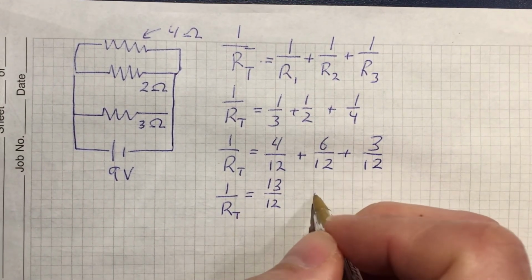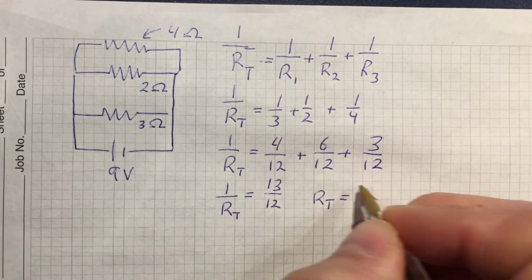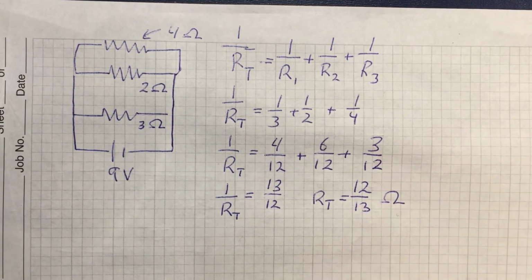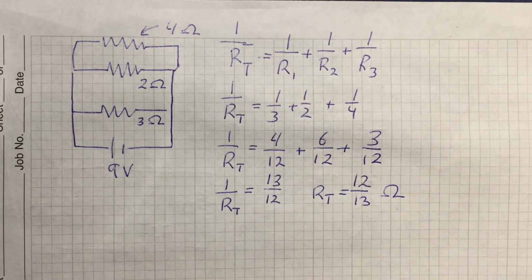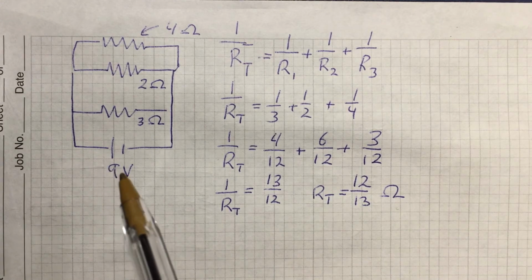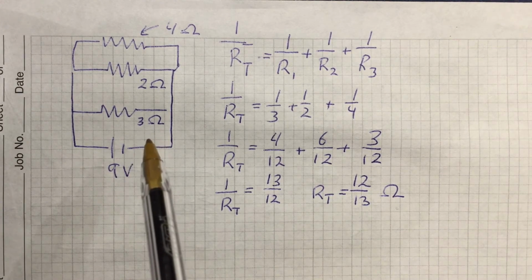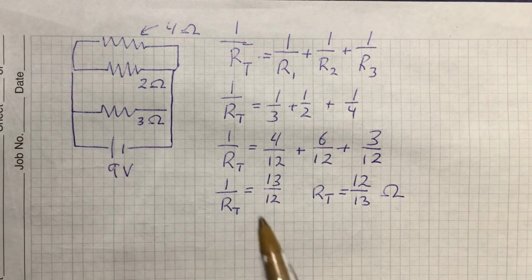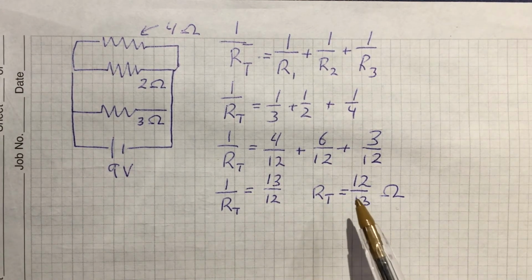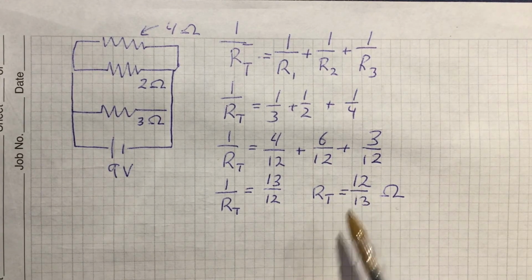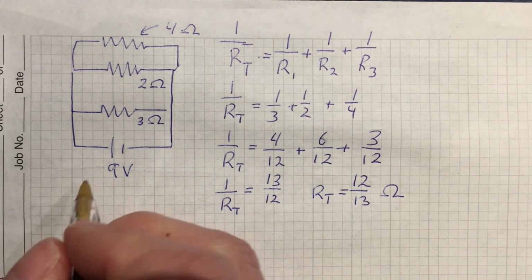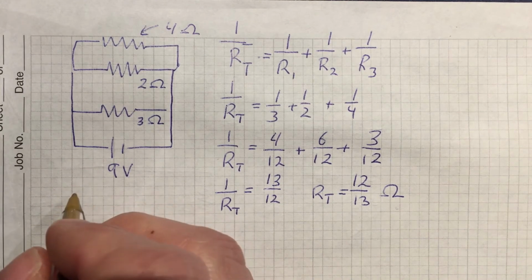So our total is simply going to be 12 over 13 ohms. Notice how different that is from the case with a series circuit. In that series circuit, if we had to go through each one of these resistors in turn, we'd end up with a resistance of 9 ohms. Here, we have a resistance overall of just less than 1 ohm. But now, let's see if we can calculate the amount of current and voltage in each pathway.